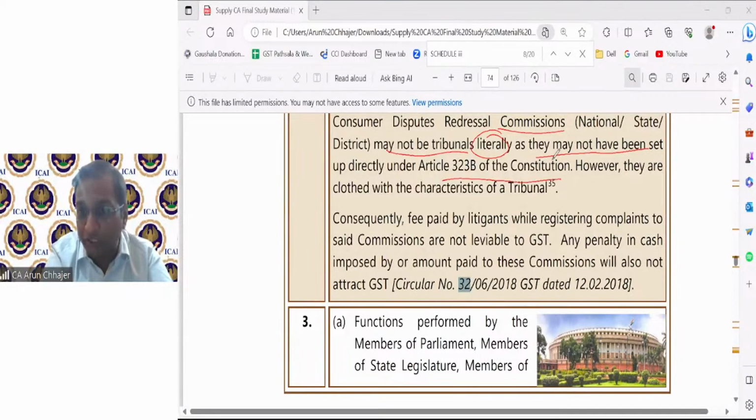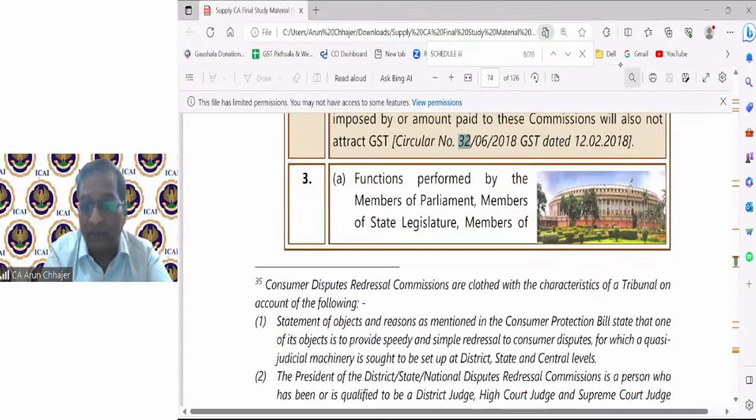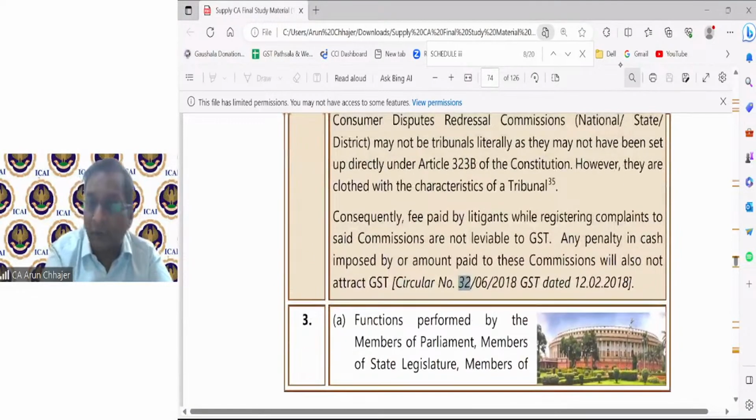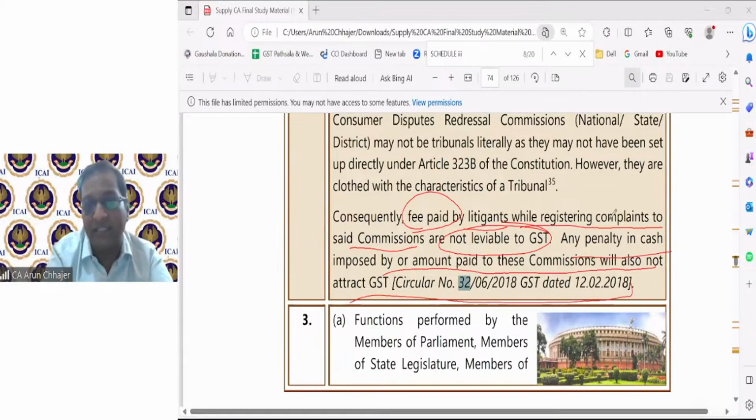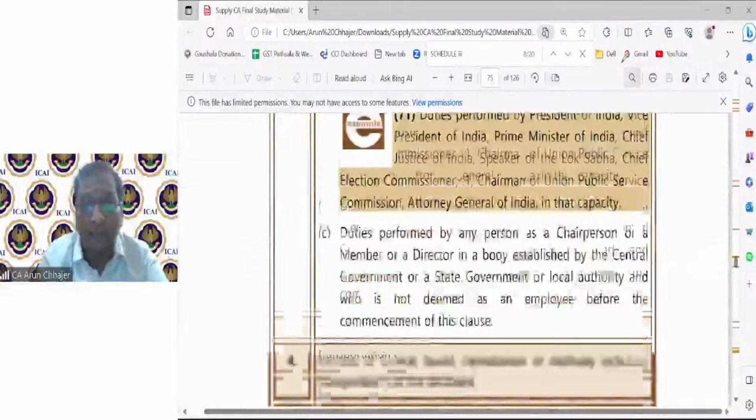They are saying that the consumer redressal commissions may not be tribunals literally, because they are not set up under the constitution. However, they have the characteristic of a tribunal, which has been clarified by the definition. You can read that definition. Consequently, the fee paid by the litigant while registering the complaint with the said commission is not leviable to GST. Any penalty in cash imposed, or any amount paid, will not attract GST. That is clarified by the circular.